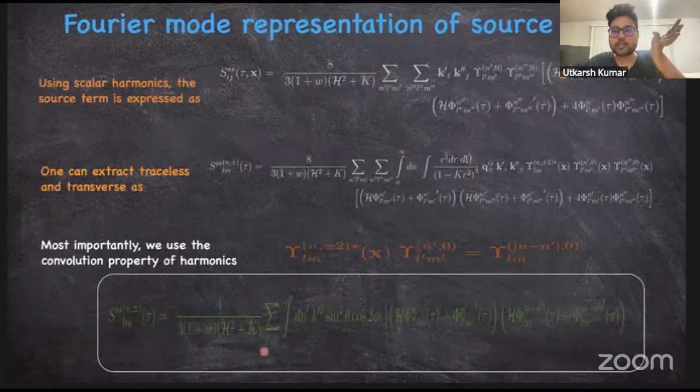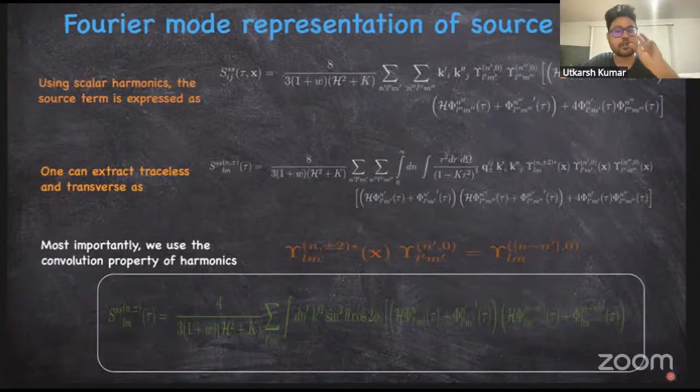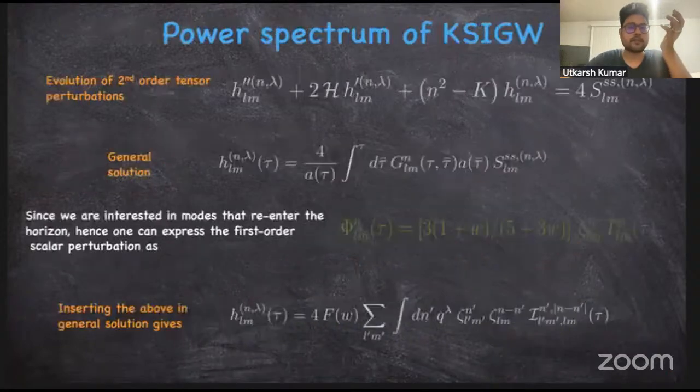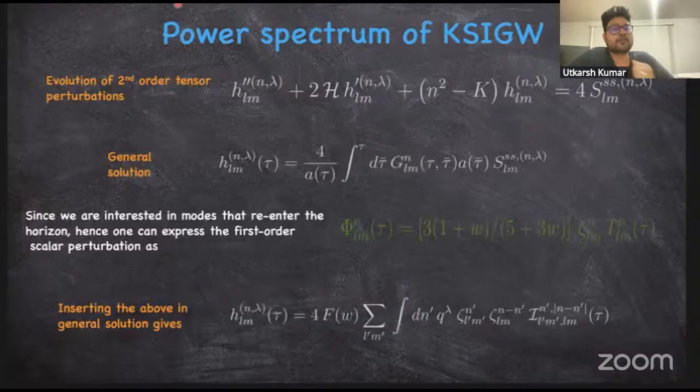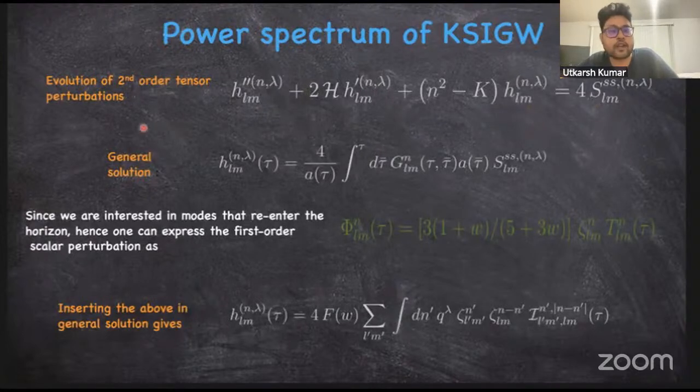So now we are in a position to find the evolution of the tensor modes and start calculating the 2-point correlators and extract the power spectrum of the gravitational waves. The evolution of the second order tensor perturbations is given as follows. We employ the Green's function method to find the solution of this sourced differential equation, with the homogeneous differential equation. So the general solution is given as follows. It's a product of the source term and the Green's function.